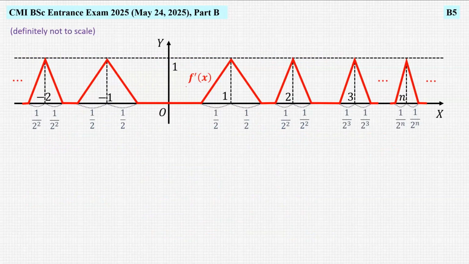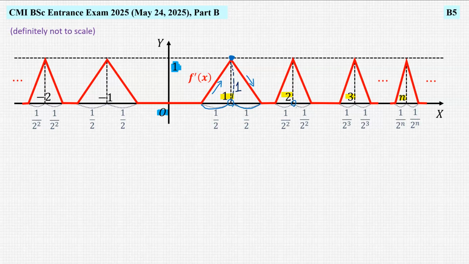We define the derivative f prime x as a function that creates isosceles triangles, giving maximum values at x equals 1, 2, 3, and so on. The heights of all triangles are 1, hence the derivative oscillates between 0 and 1. Around x equals 1, the graph increases linearly, starting from x equals 1 minus 1/2, then peaks at x equals 1, and then decreases linearly, reaching 0 at x equals 1 plus 1/2.